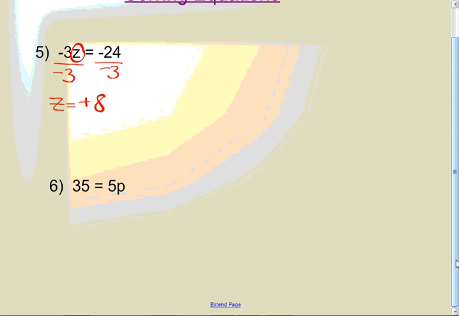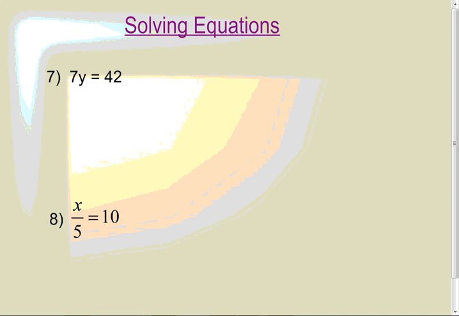Well, this one's easy. Can you just look at this one and tell me what P is? This is close. 7 divided by 5. Divide by 5. So P is equal to 7. That was easy. How about the next one?